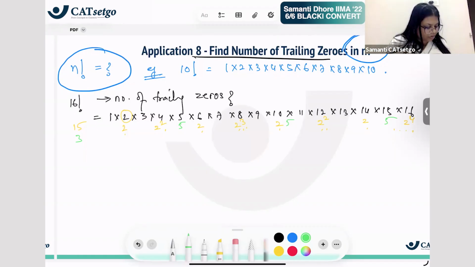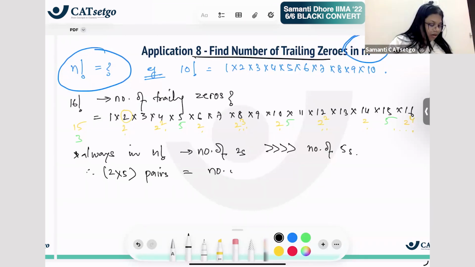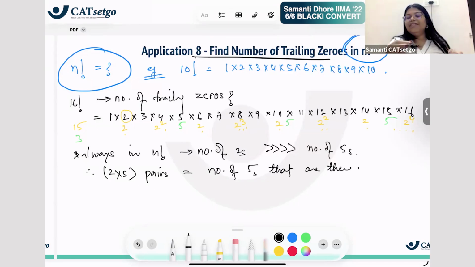So always, the whole point is that in n factorial, the number of 2's will be much greater than the number of 5's, right? Do you understand this? The number of 2's will always be much greater in the prime factorization of n factorial. The number of 2's will always be greater than the number of 5's. Therefore, the number of 2 into 5 pairs will be equal to the number of 5's that are there. However many 5's you get, that many 2 into 5 pairs you will get.